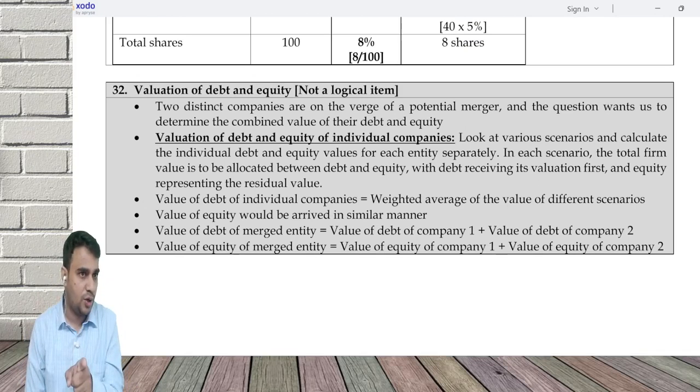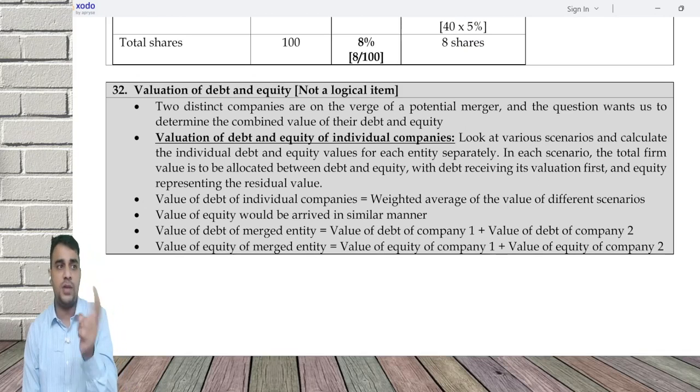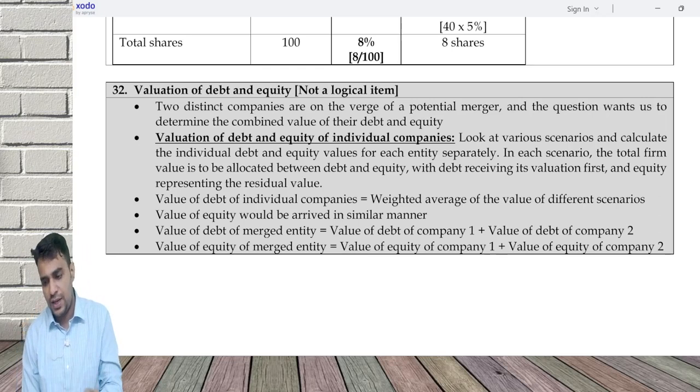Two points I wanted you to add. One is for valuation of firm, there are two approaches, approach 1 and approach 2, and second is internal reconstruction note. We are done. We'll take a break.